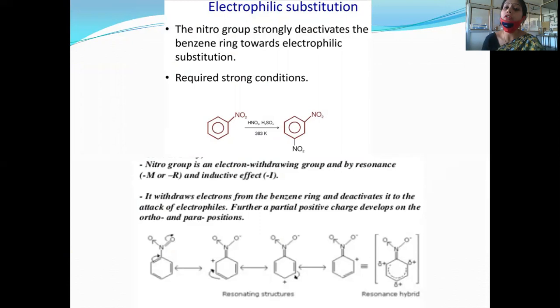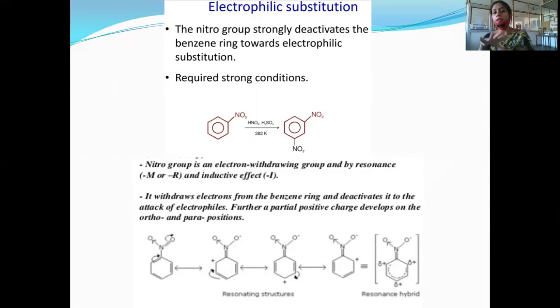Now let us see some electrophilic substitution reactions. The nature of the nitro group is that it is a strongly deactivating group. That means it deactivates the benzene ring towards electrophilic substitution. So when there is a benzene ring with a nitro group attached to it, it deactivates the ring towards substitution. It does not allow the substitution to happen. That is why, if such compounds are required to undergo substitution, it requires very harsh conditions like strong acids or higher temperature.